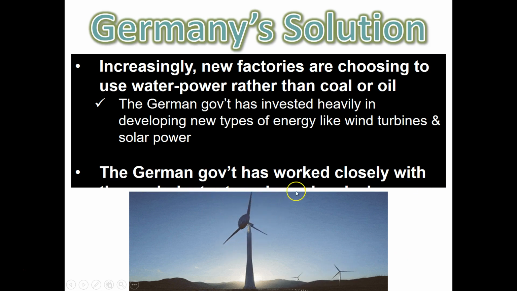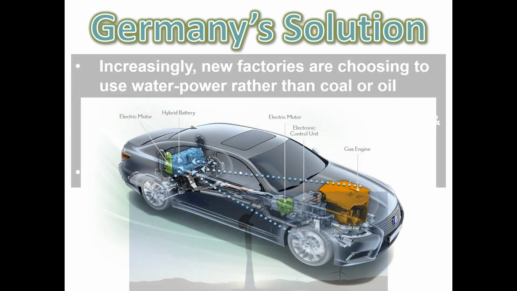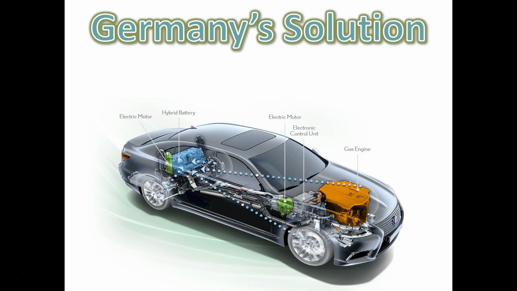The German government has worked closely with the auto industry to peel back some of the air pollution. You mean auto as in automobile, like cars? Yes. Okay. So they're trying to stop the use of fossil fuel dependent vehicles? Mm-hmm. Ooh, I want a car like that. Yeah, so this is a hybrid.